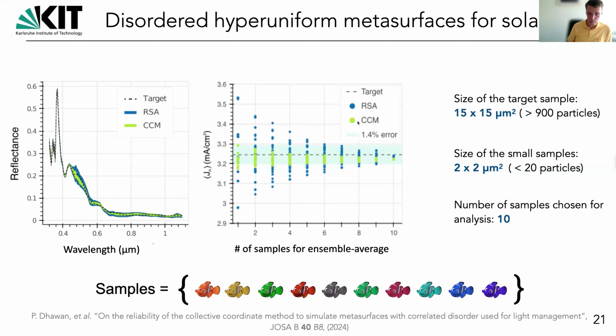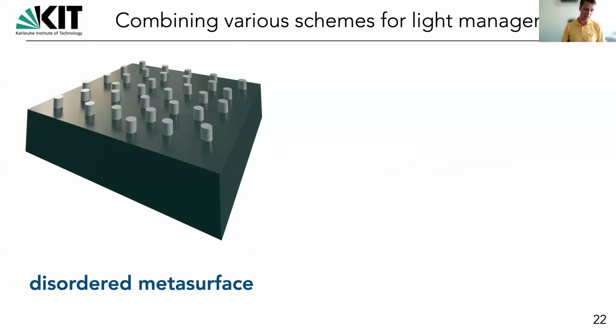However, if we put on top of this the collective coordinate method, then we can reach actually the expectation value of this large scale sample with a much smaller number of simulations. And the uncertainty here is heavily reduced in its spread. And this allows really for the effective simulation of these sort of large scale samples. And then we can go even further. So now we know how to optimize the sort of disordered metasurface exactly the way it looks like.